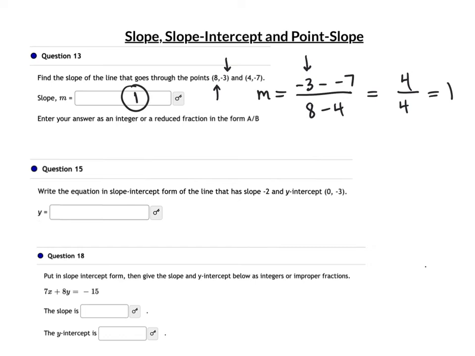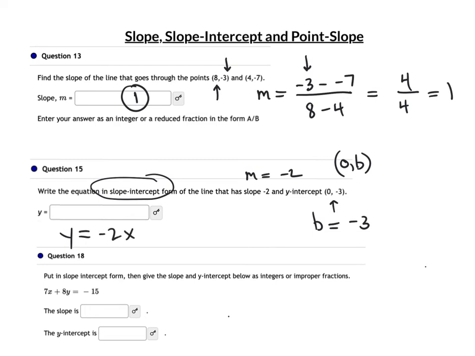1 is our answer. Skipping to question 15, we're going to write an equation in slope-intercept form that has a slope of -2 and a y-intercept of -3. Now remember, the y-intercept is your b. In other words, this is the point (0, b), where b is the y-intercept. So our y-intercept is -3. So this equation would be y = mx + b, y = -2x - 3. That was a quick one.